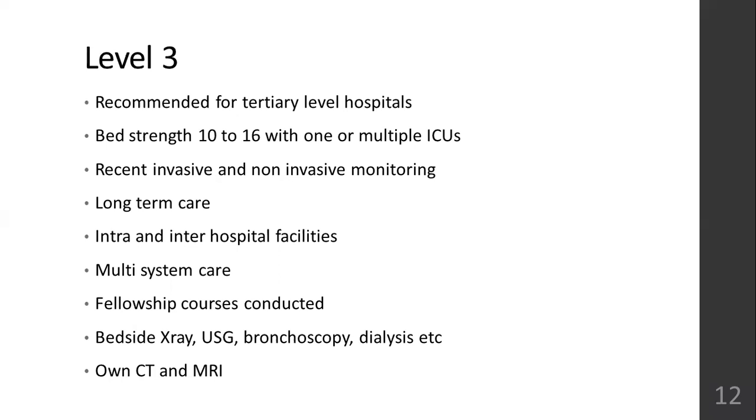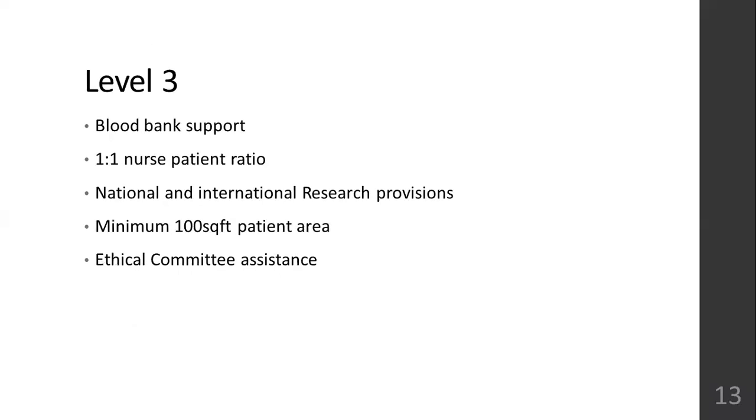Bedside X-ray, ultrasonography machine, bronchoscopy, and dialysis are also provided. The hospital should have its own CT and MRI. They should have their own blood bank support. 1:1 is the nurse-patient ratio in level 3 hospitals. Otherwise, the care will not be adequate enough for the patients.